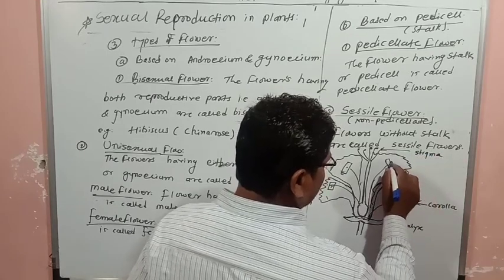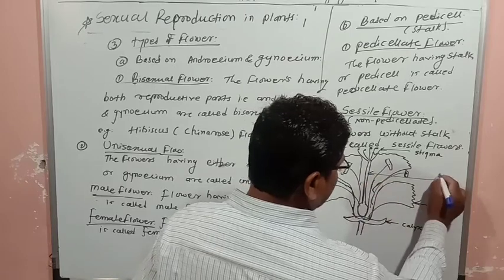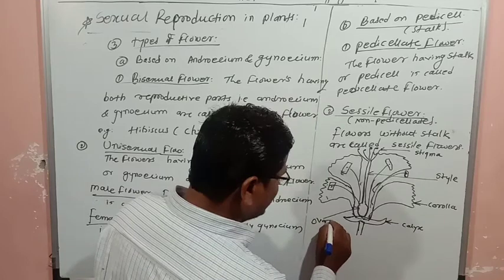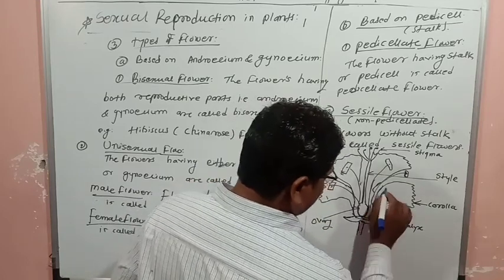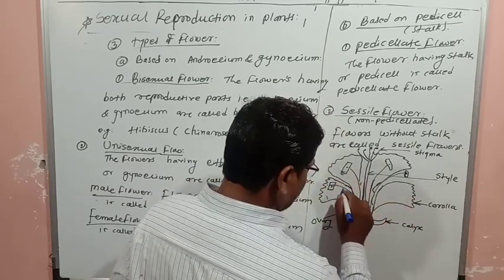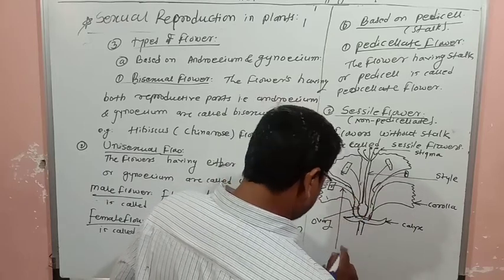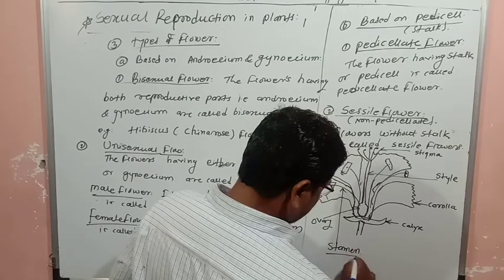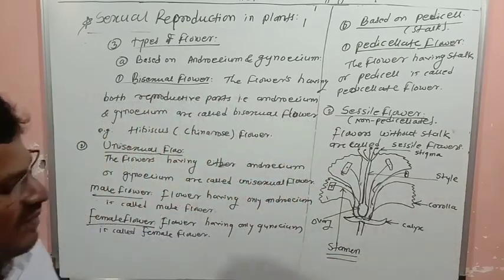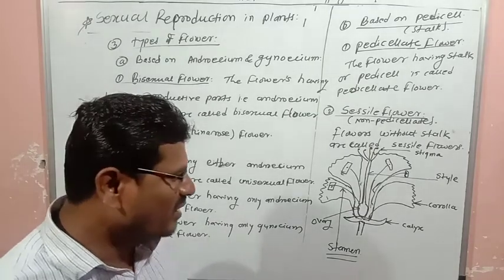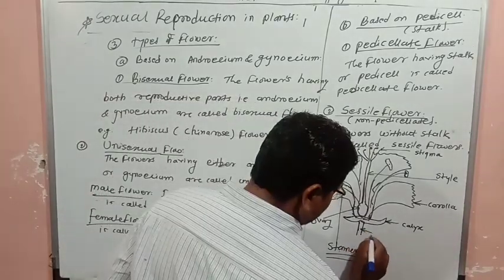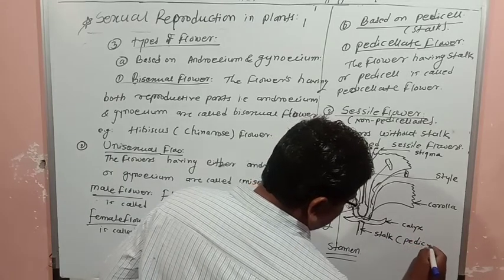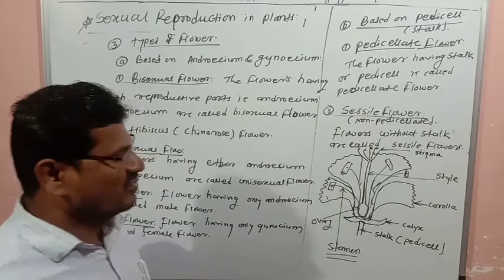Then this one will be the style. This one will be the ovary. Again, this one will be the stamen. So like this way you can draw the flower. If a stalk is here, you can say pedicel.